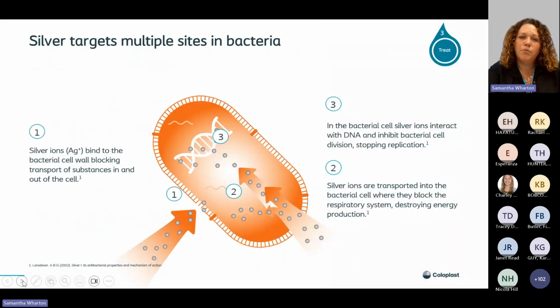So silver targets multiple sites in bacteria, so it has 3 modes of action, which again makes it really effective against the bacteria. It can bind to the bacterial cell wall and therefore block the transport of substances in and out of the cells. It actually transports into the bacterial cell where it then blocks the respiratory system, therefore destroying the energy production for the bacteria. And also in the bacterial cell, the silver ion interacts with DNA and therefore stops that cell replicating. So it stops the replication of that bacteria.